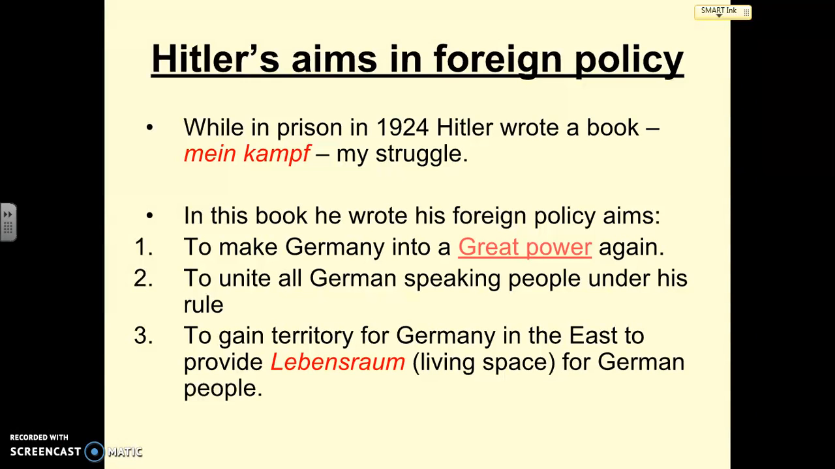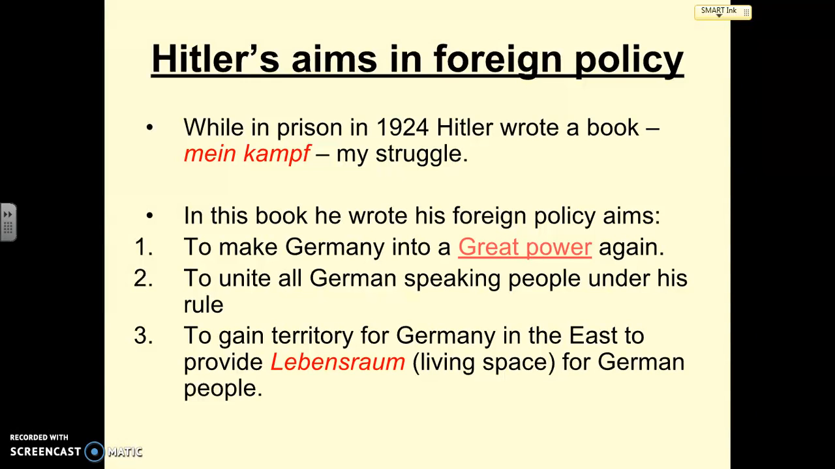The last of his foreign policy aims is to gain territory for Germany. And you could even just write, as this third point, the term Lebensraum, which is living space. He wants living space for the German-speaking people. And the main place that he wants to spread is to the east, which for Germany would be Russia. He wants to expand towards Russia.